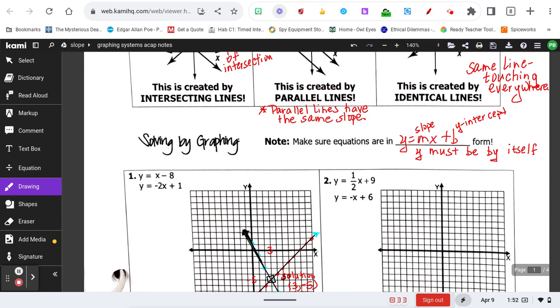We also talked about if you're going to solve by graphing, you want to make sure your equation is in y equals mx plus b form. All that means is that y must be by itself. And once it is, you can easily identify the slope because it's always attached to x. The slope, the unit rate, or the rate of change in x, they're best friends, whatever you want to call it. Rate of change, slope, unit rate, same thing. All right, and the y-intercept is not attached to x. It's the one that's by itself.